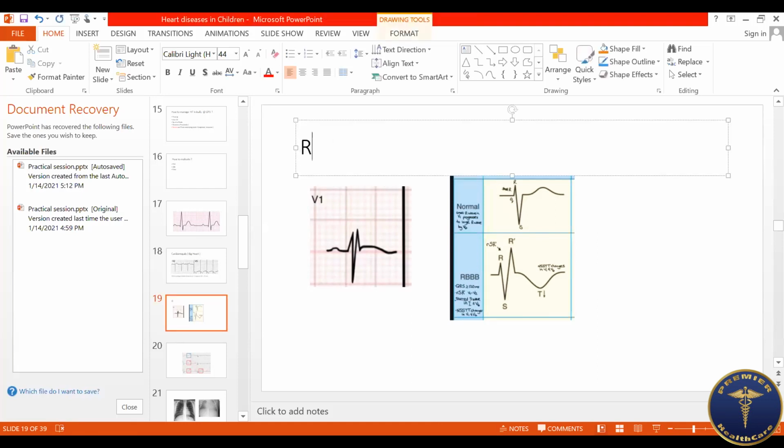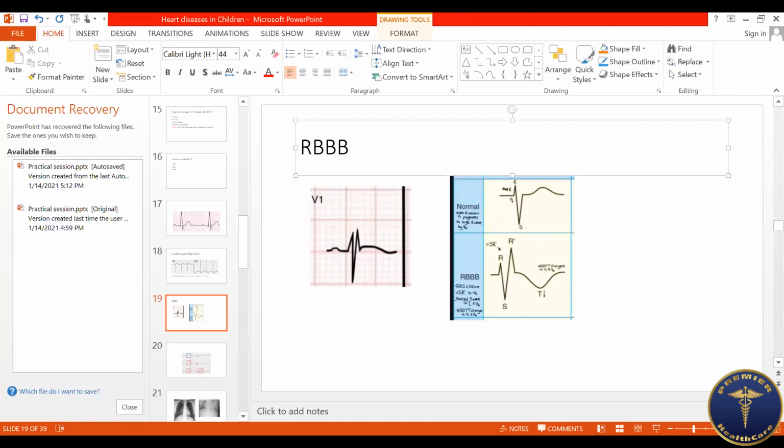Right bundle branch block. What is this? This is nothing medicine. This is A-level. You can remember there is something called the cardiac conduction system: SA node, AV node, bundle of His, Purkinje fibers. Now this bundle of His has got two branches, left branch and right branch. Can you remember? Now there are some cardiac conditions where the right bundle will block.